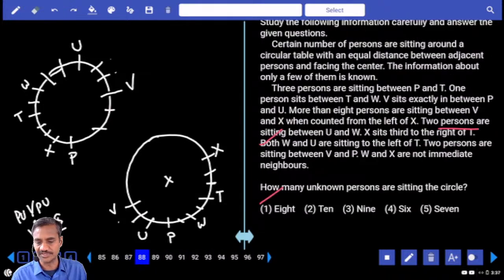And next one, 88. How many unknown persons are sitting in the circle? Now 1, 2, 3, 4, 5, 6, 7, 8, 9. And 9 unknown persons, that is choice 3, question number 88.